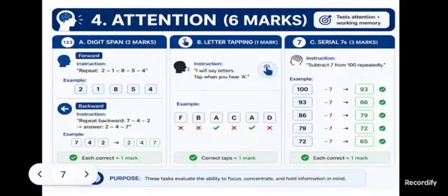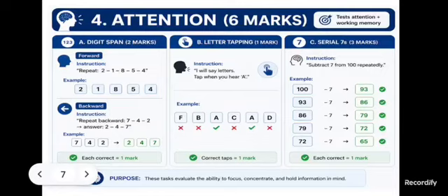Examination of attention consists of 6 marks. Attention is examined with 3 tests: the first is digit span, the second is letter tapping, and the third is serial sevens. In digit span, the patient is given a series of numbers, and we ask him to repeat the numbers forward, and again to repeat the same numbers in reverse order. If he is able to perform it correctly, he is given 2 marks.